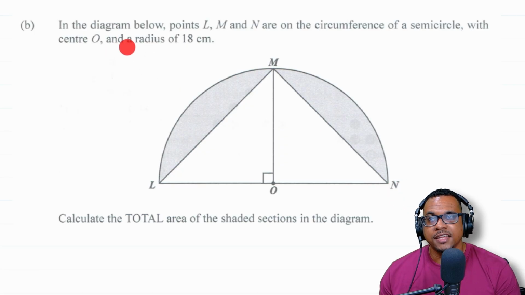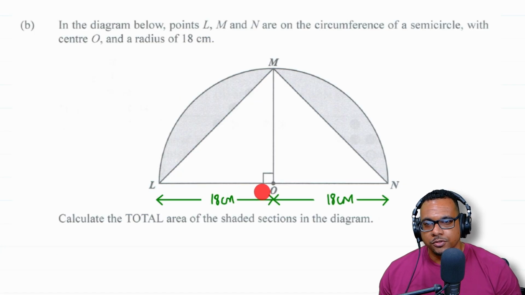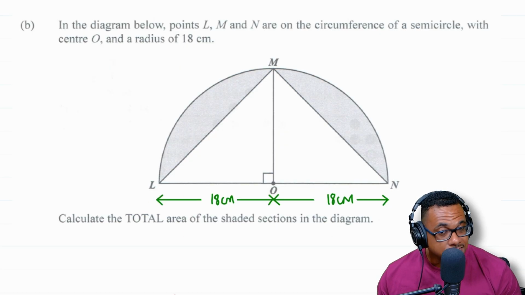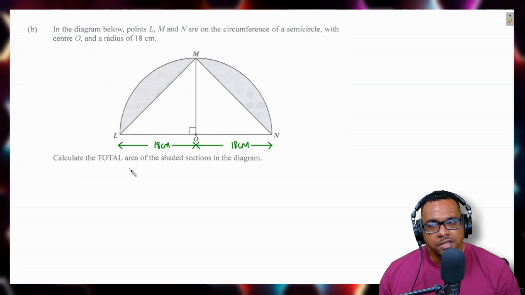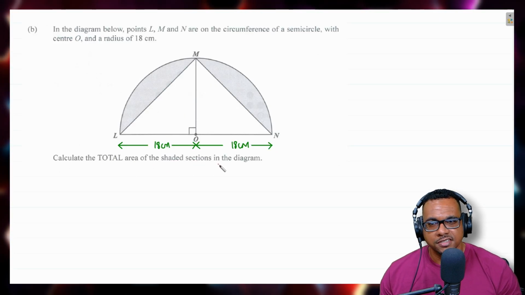And let's say now, a radius of 18 centimeters. So I can put that in. All right, so from L to O is 18 centimeters, and from O to N is 18 centimeters. So a total diameter would be 36 centimeters. Now, what they want us to do is to calculate the total area of the shaded sections in the diagram.